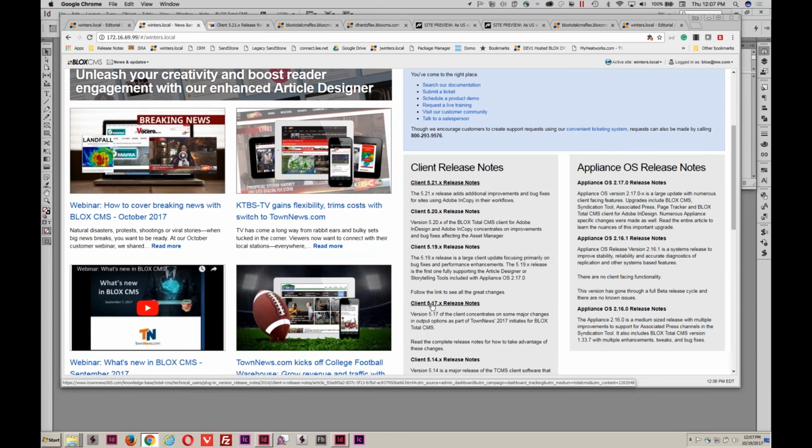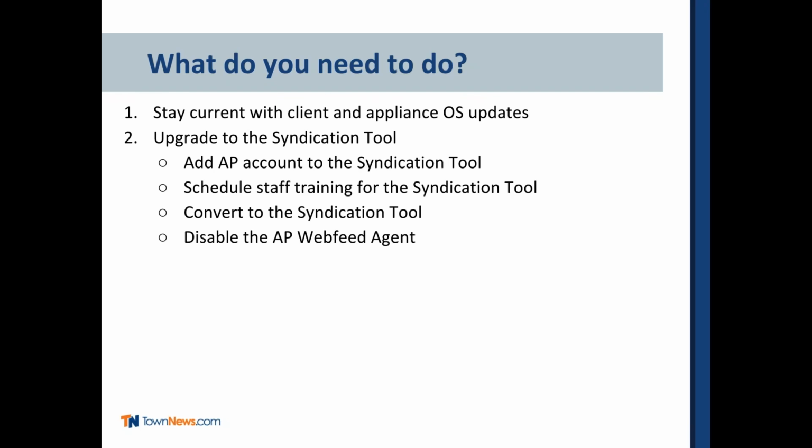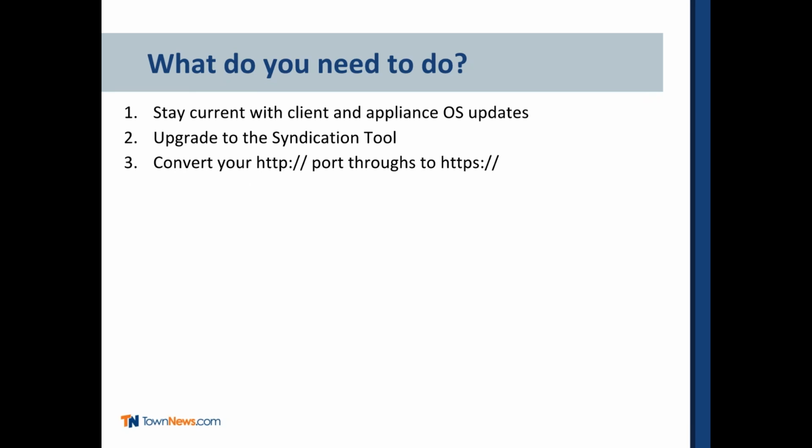You can sign up for beta releases on the appliance update. Upgrade to the syndication tool. I already showed you how to add your AP account. We're doing some staff training for the syndication tool. There'll be videos that you can watch. You'll need to convert to it, and then you'll need to disable the AP web feed agent. It's not a difficult process. Like I said, anybody who's been installed in the past year and a half has been using the syndication tool anyway.